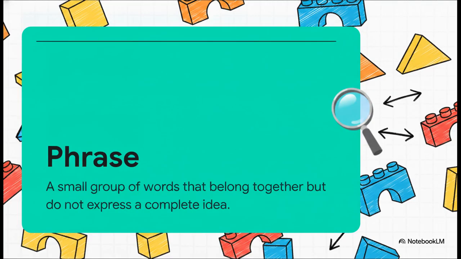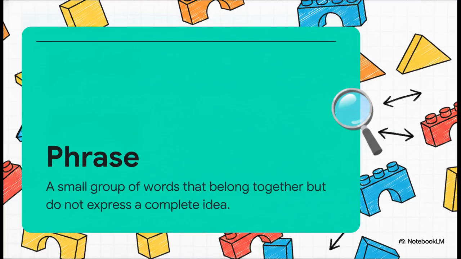Now, let's just forget about complicated grammar rules for a second. I want you to think of a phrase exactly like a handful of toy building blocks. A phrase is simply a small group of words that belong together. But, and this is the absolute golden rule here, a phrase does not have an action happening inside of it. Think about it. Are toy blocks doing anything when they sit on the floor? No, they're just sitting there.